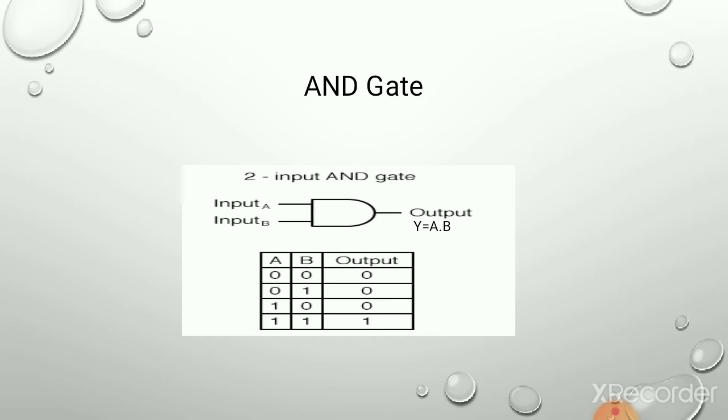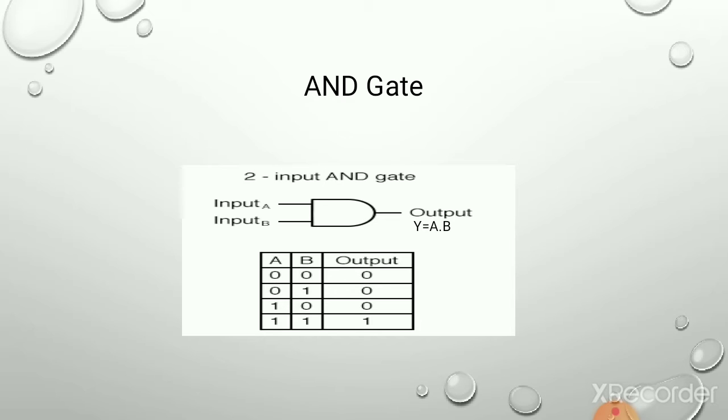Next is the AND gate. AND is one of the logic operators. It performs the logical multiplication on its inputs. The output is high, meaning Y equals 1, if and only if all the inputs to the AND gate are high. The output is low if any one or more inputs are low. AND gate can have two or more inputs and only one output.